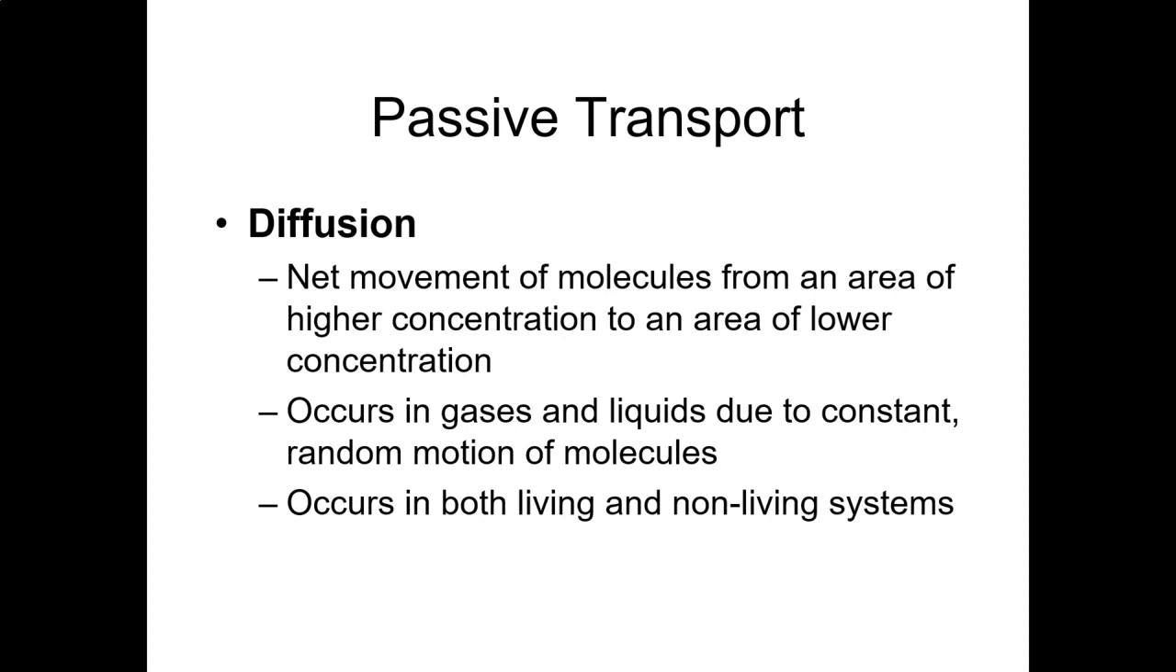Diffusion is a type of passive transport. Diffusion happens when the net movement of molecules from one area of higher concentration moves to an area of lower concentration. It occurs in gases and liquids due to constant random motion of molecules. It occurs in both living and non-living systems.